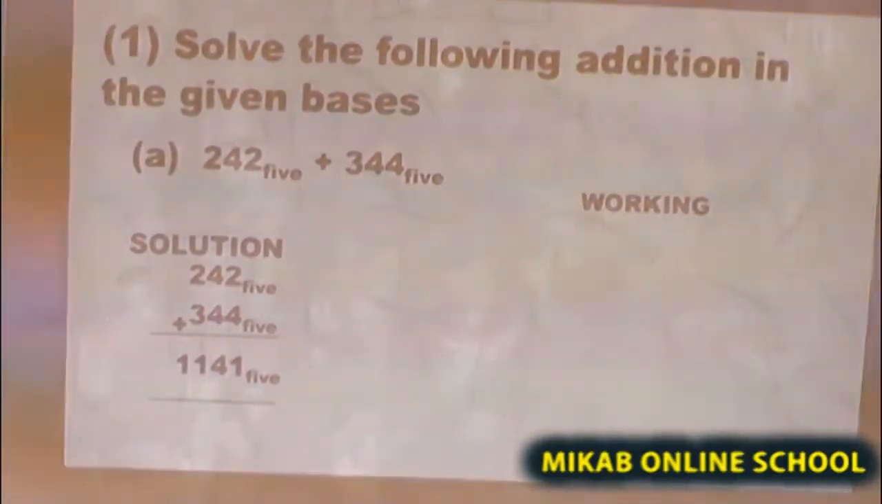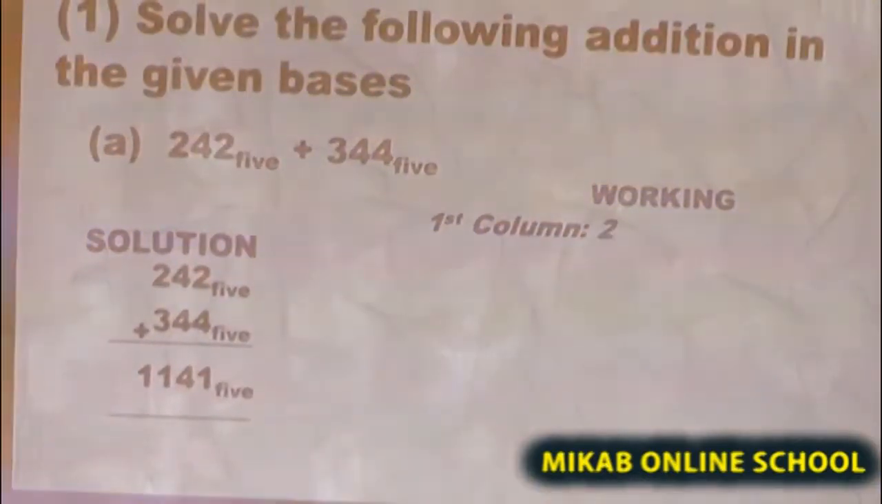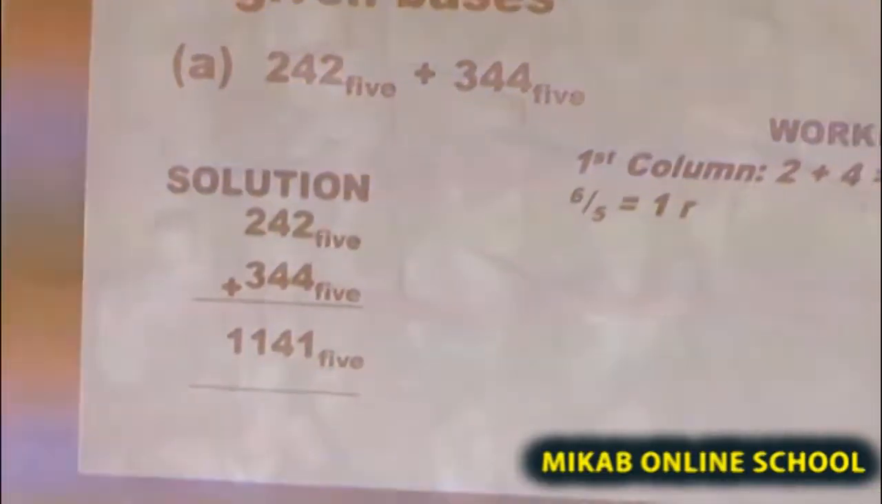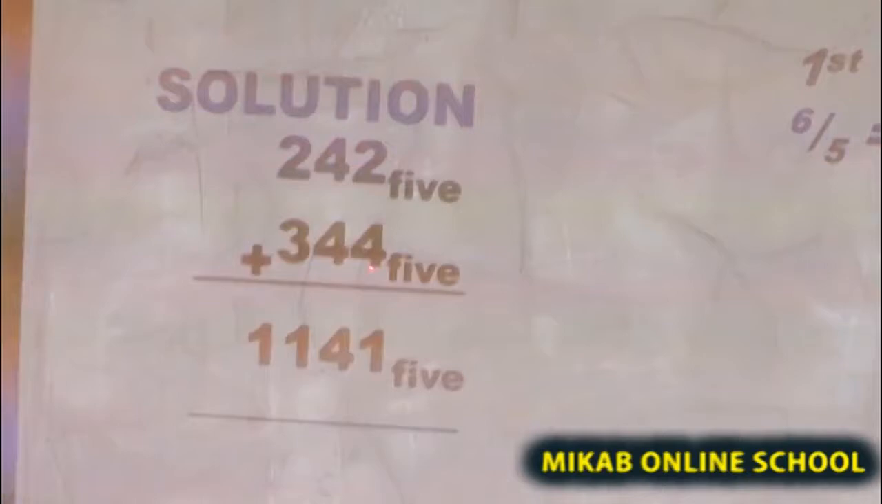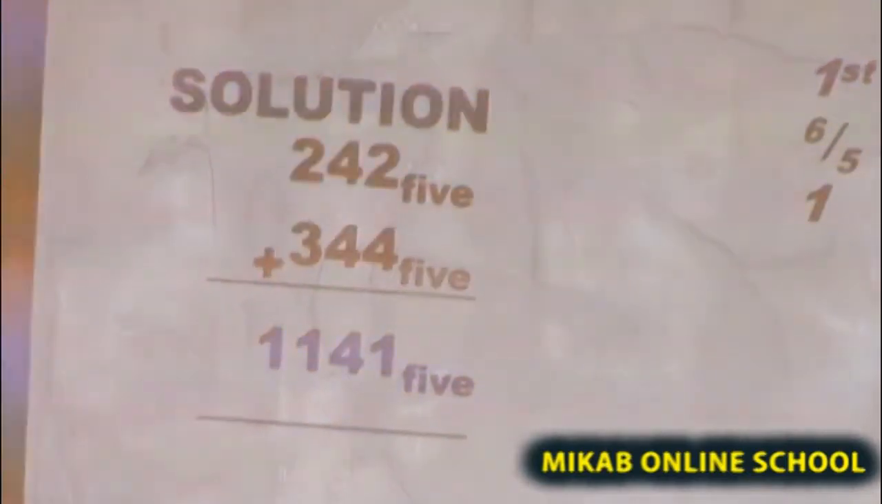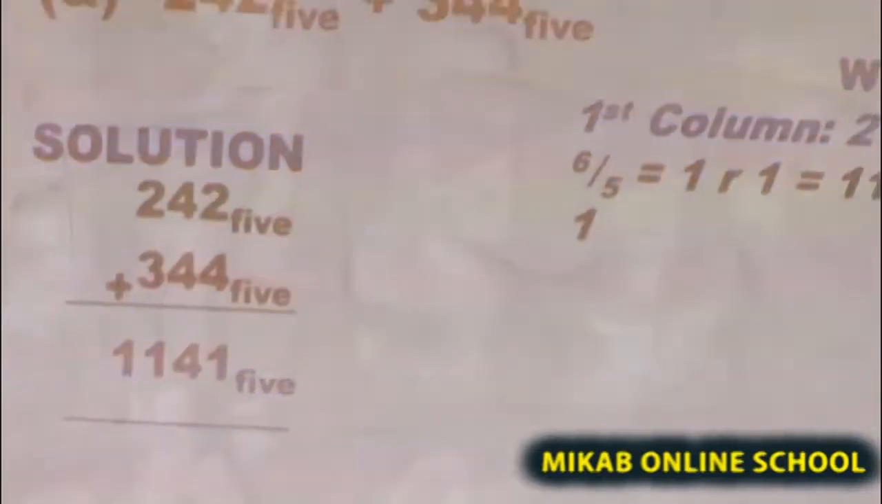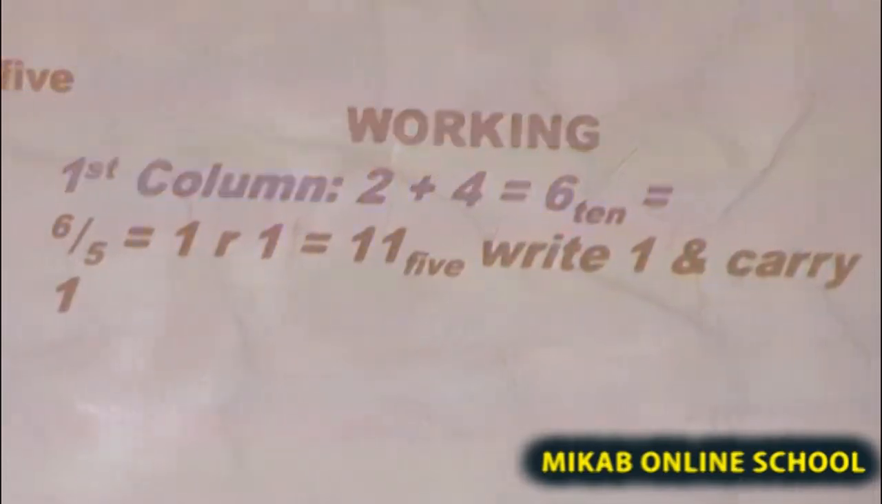Looking at our first column, that is 2 and 4. We said the way we used to add in base 10. So 2 plus 4 in the first column will give us 6, the normal base 10 addition. Now we're not going to leave it this way because this is not the base with which we're working. This is 6 in base 10.